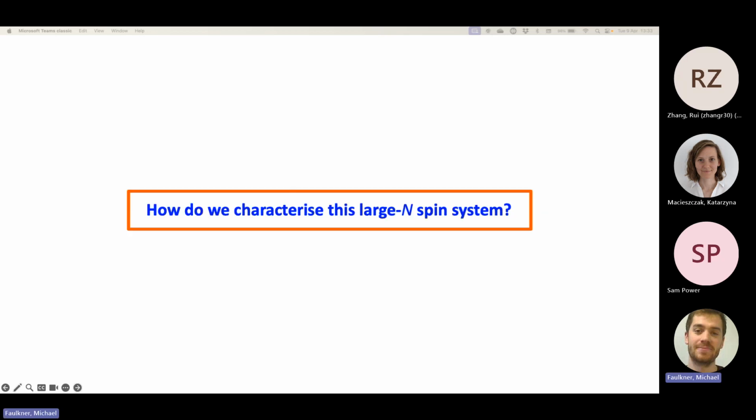But often this lattice might be like, I don't know, often we'll go to 256 by 256 spins. So we've got a really high dimensional spin space, really high dimensional parameter space. Does anyone have any idea as to how we would characterize this large N system?